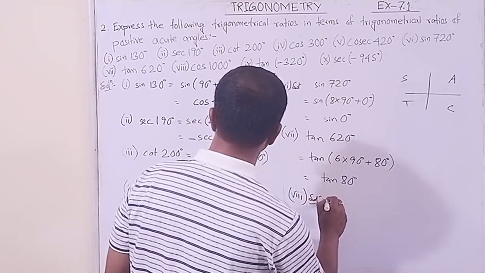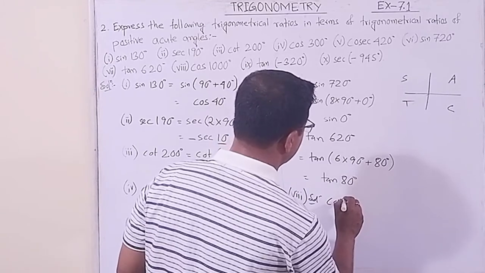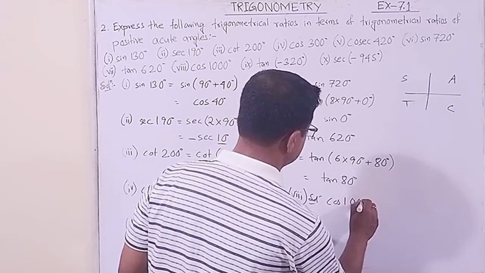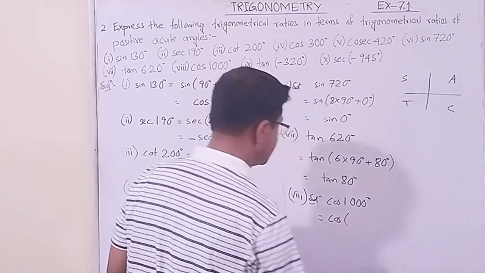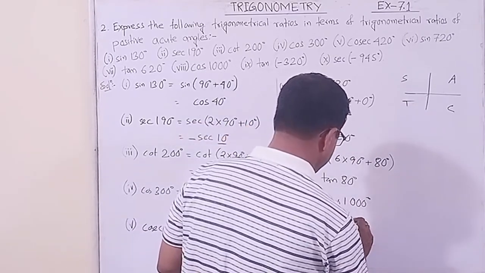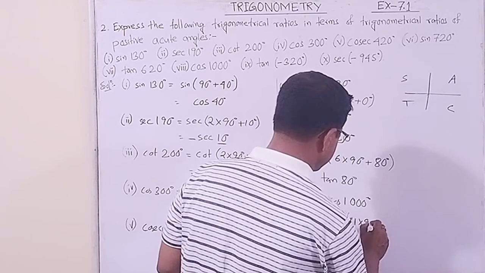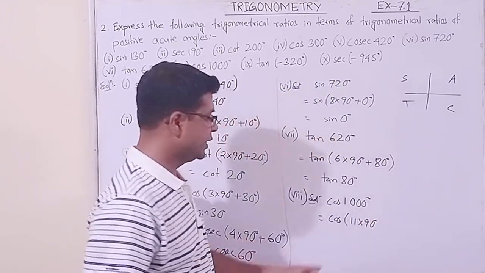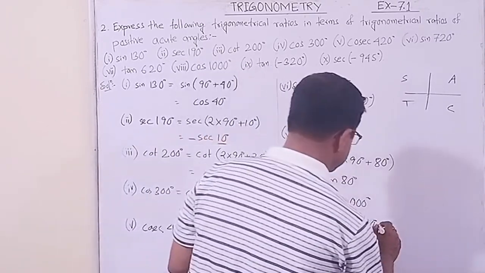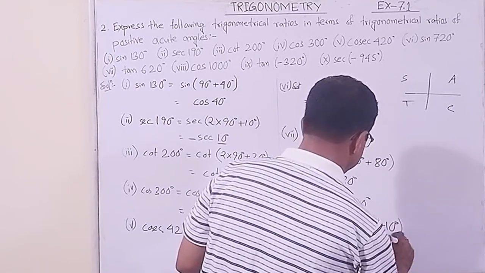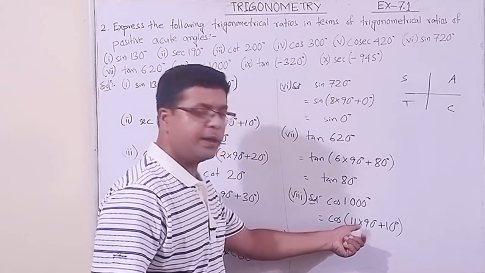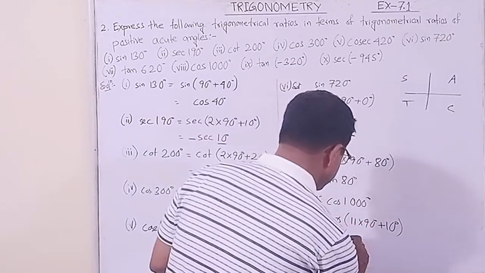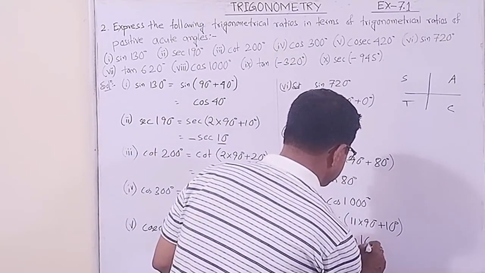Number 8 solution, cos of 1000 degree. Okay, all right, no problem. So cos of, you see, this is 11 into 90. How much? 11 into 90, 990, plus 10 degree. Now you see, this cos is in terms of an odd multiple of 90 degree. So cos is converted to sine of 10 degree.